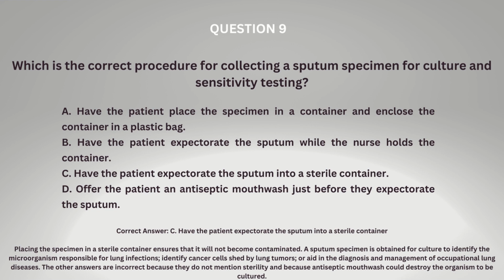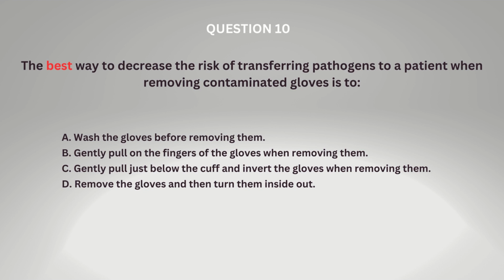The best way to decrease the risk of transferring pathogens to a patient when removing contaminated gloves is to A. Wash the gloves before removing them. B. Gently pull on the fingers of the gloves when removing them. C. Gently pull just below the cuff and invert the gloves when removing them. D. Remove the gloves and then turn them inside out. The correct answer is C.